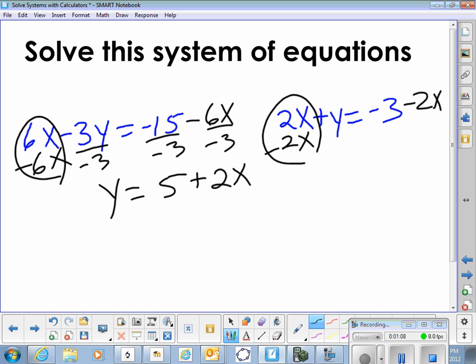So those two lines cross in one place. The calculator can find that, or we could graph them. Either way, let's use a calculator.